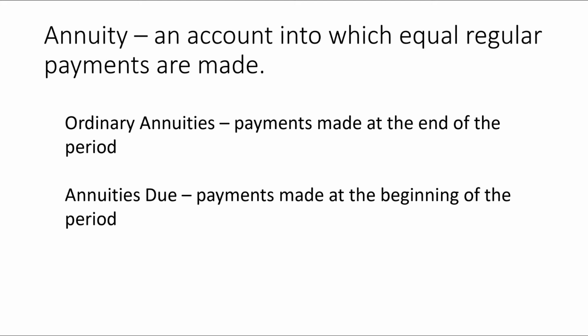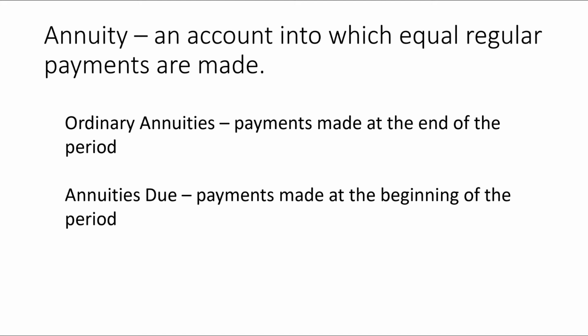An annuity could be an account that you pay money into or an account that you take money out of, like a retirement account. But anyway, they're just accounts that have equal regular payments. The two types of annuities we're going to be looking at are ordinary annuities, where payments are made at the end of the period, and annuities due, where payments are made at the beginning of the period.